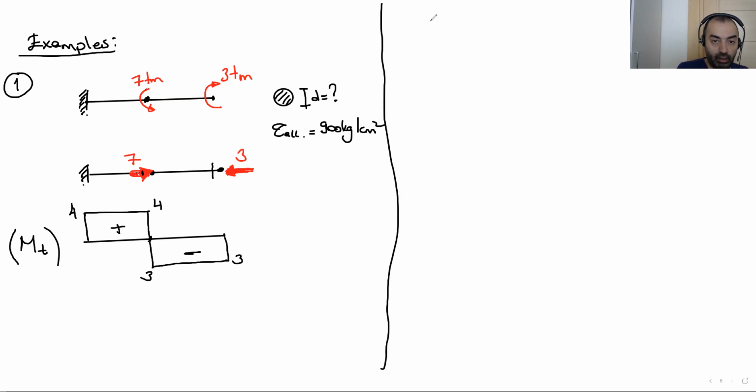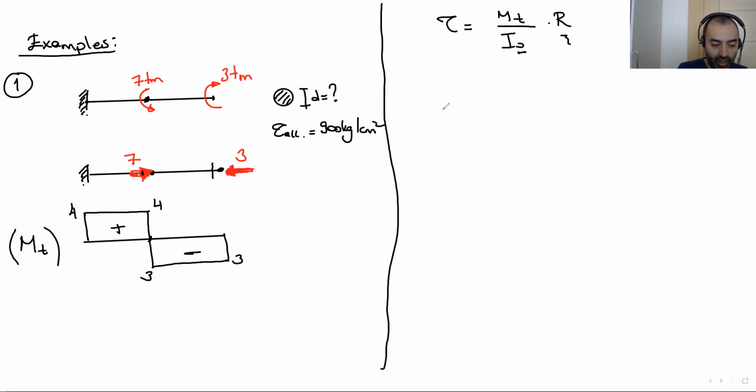Okay, what was our equation regarding the shear stress? This: tau equals T over I0 times R. Now we are looking for the diameter of this section. Where is the diameter in this equation? The radius is here, and also there is a radius in this equation.